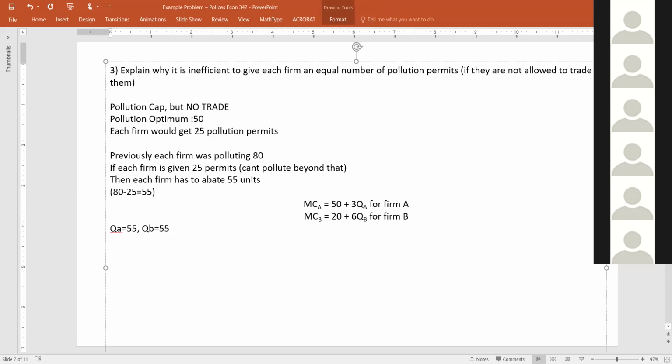Both QA and QB in this situation are 55. We got that just by subtracting 25 from 85. So the marginal cost for firm A at 55 units is 50 plus 3 times 55. We're just getting that from the formula.